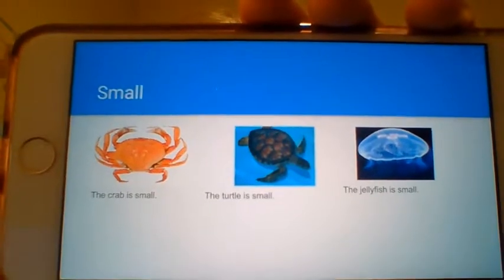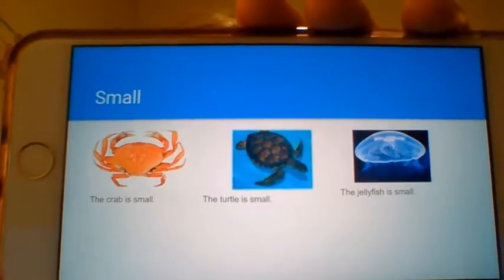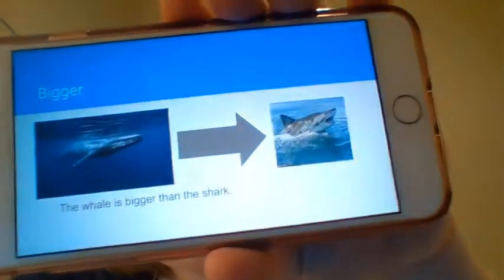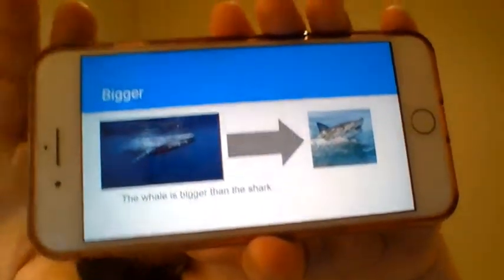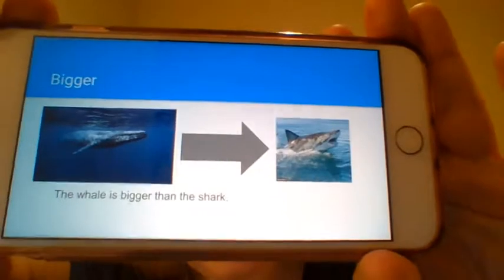The jellyfish is small. Great reading today, students. Now we're going to talk about how to compare them. So we're going to have 2 different animals. This is when we're comparing their sizes. We're going to have 2 different animals and we're going to make some sentences. So what we're going to talk about is bigger. Bigger. And let's read it together.